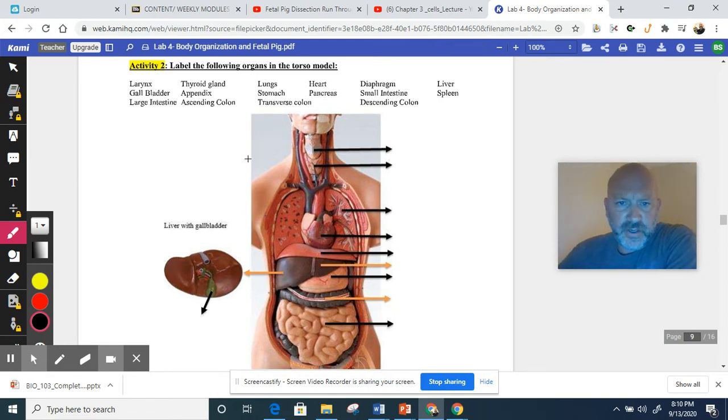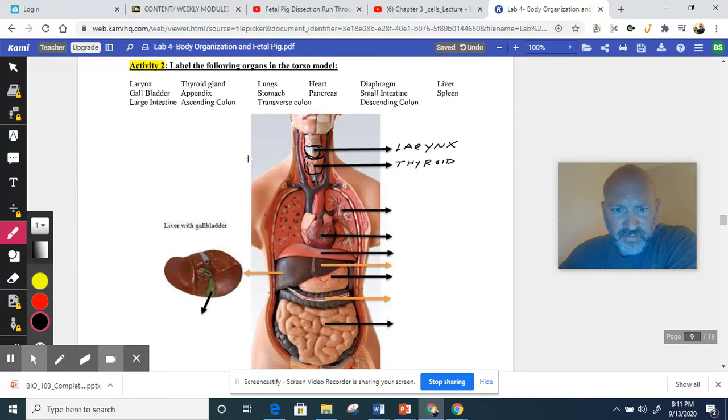So if we look here, this is in the neck region. That's the larynx. This gland right here is also in the neck region, just inferior to the larynx. This is called the thyroid. The thyroid is a gland that produces hormones that regulate your metabolism.